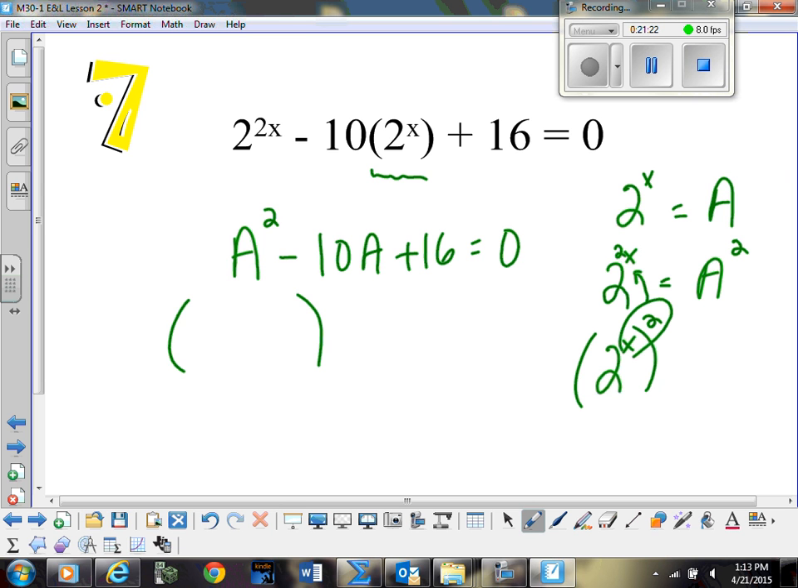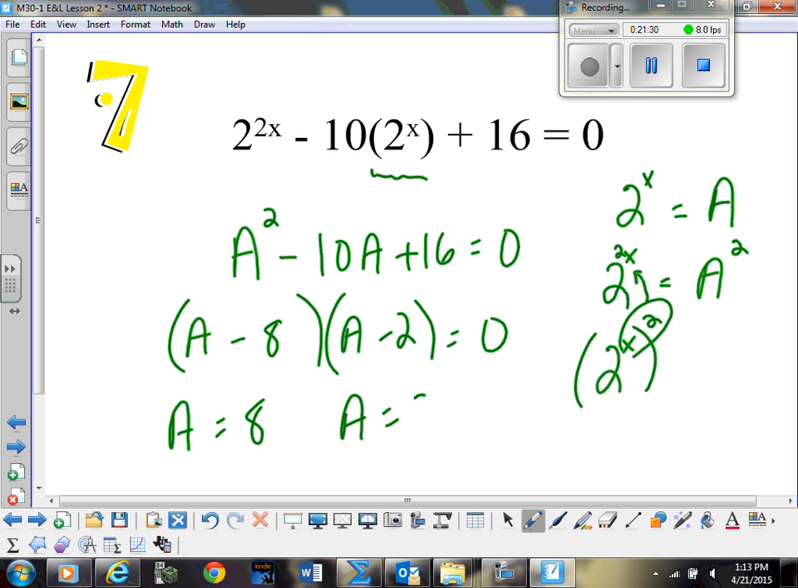So we're going to write it as factors, and we have a minus 8, a minus 2, a equals 8, a equals 2. So that's great. We know what a is, but now we have to go back. Remember these trig questions that were kind of like this? We substituted a variable in, and then we have to go back and solve for x, because we said 2 to the x is a.